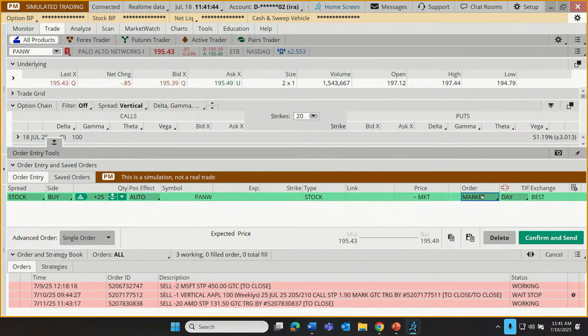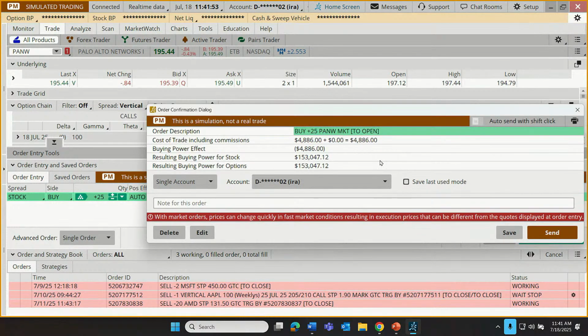And the market's still open. I'm going to put a market order in. Obviously, with market orders, we might not be thrilled with the price that we pay. We're not guaranteed to pay the price that's on our screen, but let's click confirm and send. Going to buy 25 shares of PANW at the market price. Not a commission on this trade, but there can be on some types of trades. With market orders, prices can change quickly in fast market conditions, resulting in execution prices that can be different from the quotes displayed at order entry.